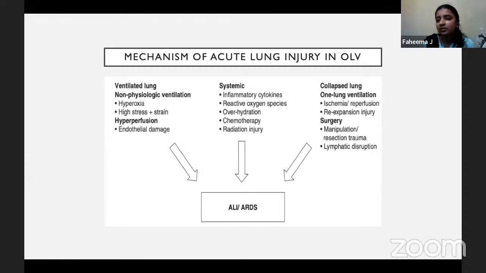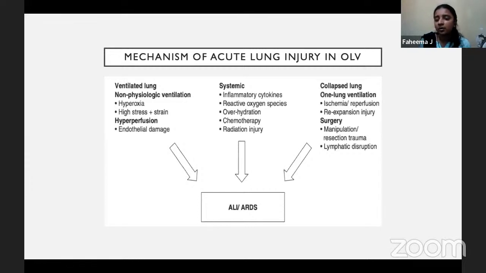When we repeatedly use recruitment maneuvers, it can further lead to atelectrauma of that lung. Further, increased perfusion of that lung can increase the capillary shear stress and damage the capillaries. Also oxidative stress can happen in the ventilated lung. Whereas in the non-ventilated or collapsed lung, direct injury because of surgical trauma and handling of the lung can occur. And also atelectrauma can occur, because we are re-expanding that lung, similar to the other lung.